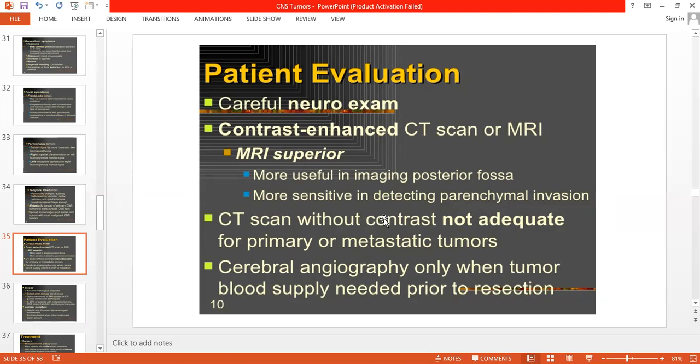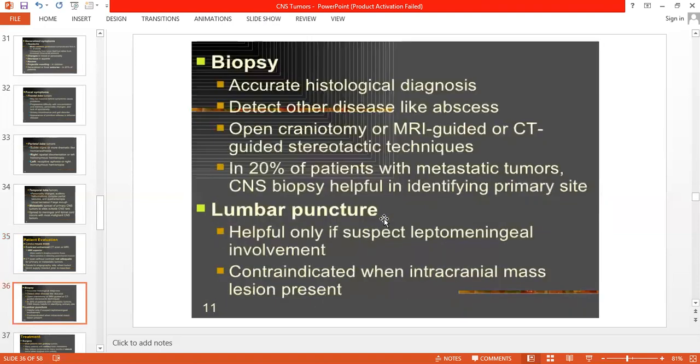CT scan without contrast is not adequate. Cerebral angiography is used only when the tumor blood supply needs to be known prior to resection. Biopsy: accurate histological diagnosis can be established after biopsy. It can detect other diseases like abscesses. Open craniotomy or MRI-guided or CT-guided stereotactic techniques can be used to take a biopsy.